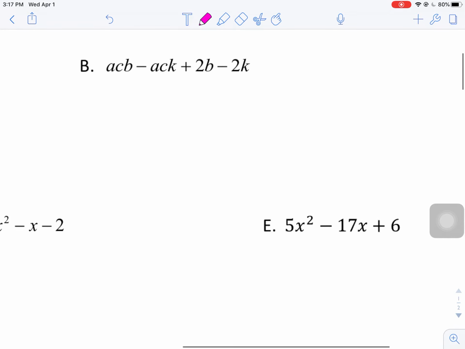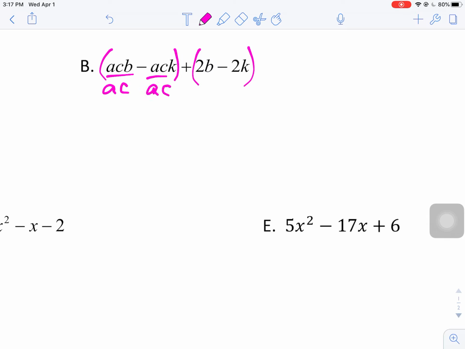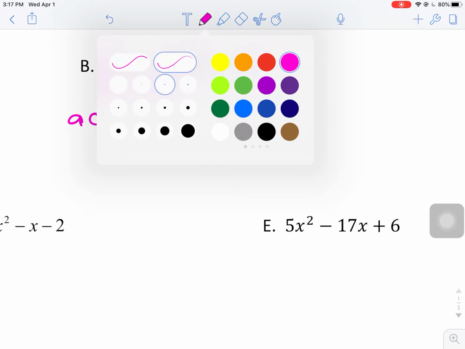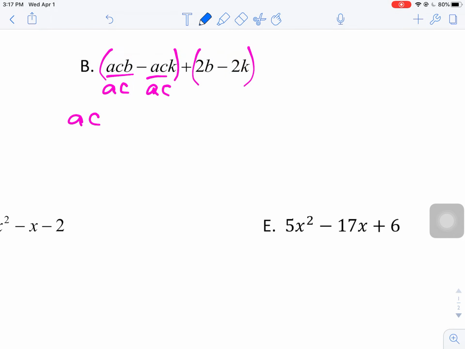Let's zoom in on this one. So we're supposed to be factoring. When I look at all 4 terms, I do not see a GCF for all 4 terms. So let's try factor by grouping. So group the first 2 terms in parentheses and then group the second 2 terms in parentheses. In that first set of parentheses, I have a GCF of AC. So when I divide both terms by AC, I'm left with B minus K.